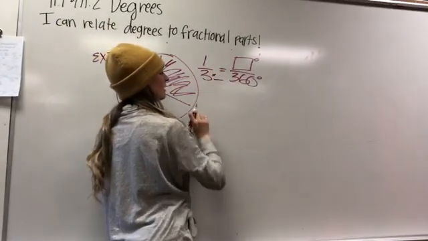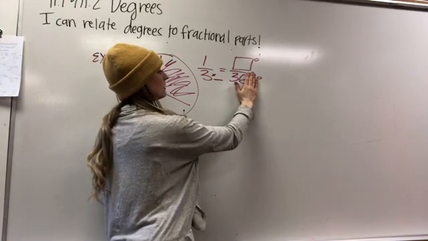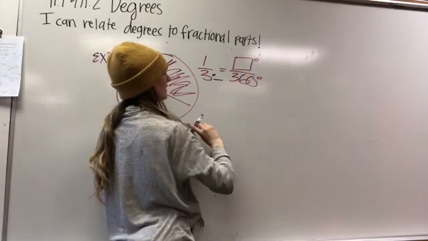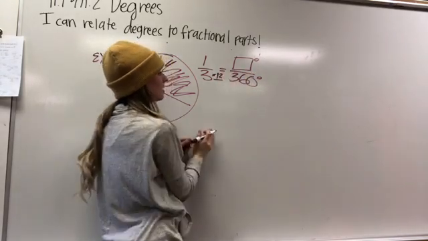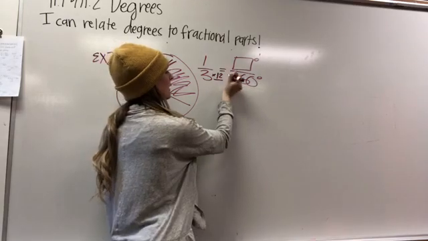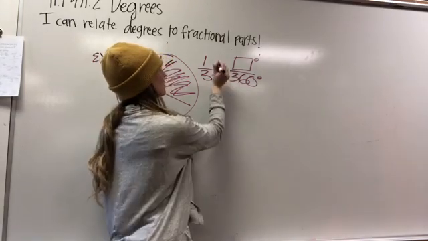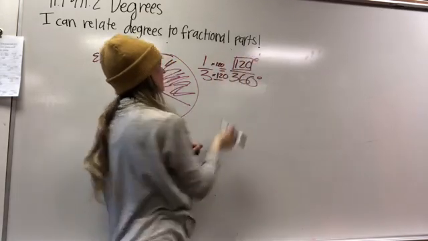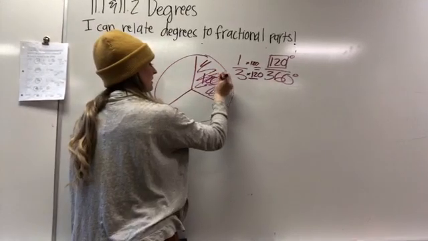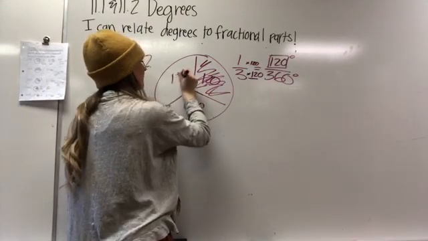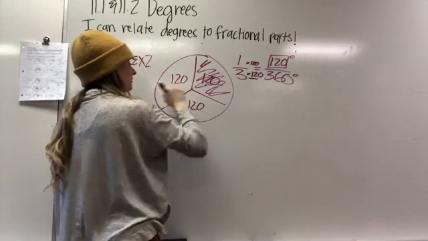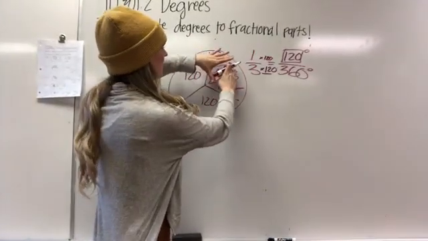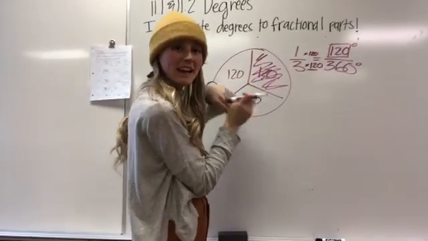3 times what gives us 360? So I cover the 0. 3 times what gives you 36? Well, think, 3 times 11 is 33, so 3 times 12 gives me 36. Add that 0 back, add that 0 back. Whatever you do to the bottom, do to the top. So 1 times 120 is 120. So this is 120 degrees. This is also 120, and this is also 120. If you add 120 plus 120 plus 120, you get 360. So we're just trying to figure out how many degrees the section part is, okay?